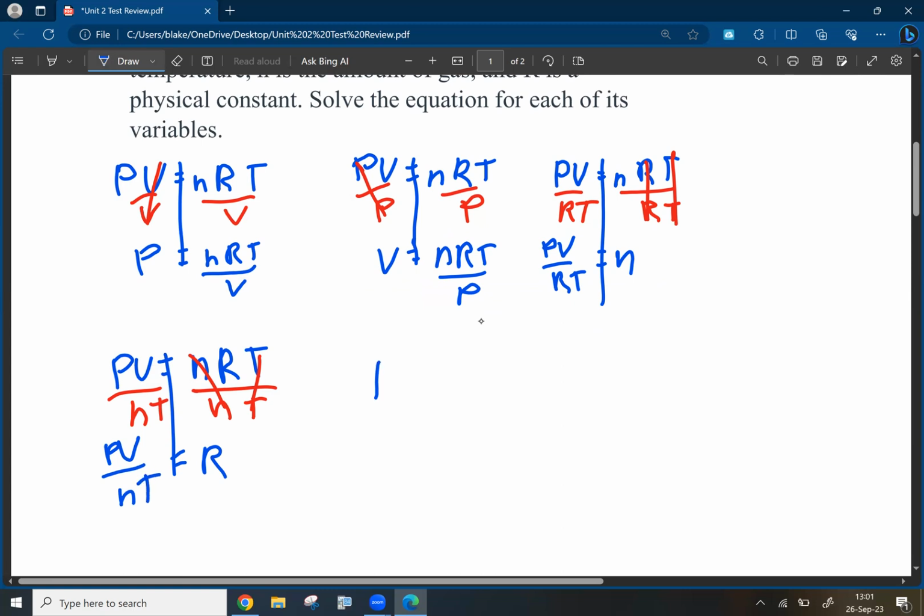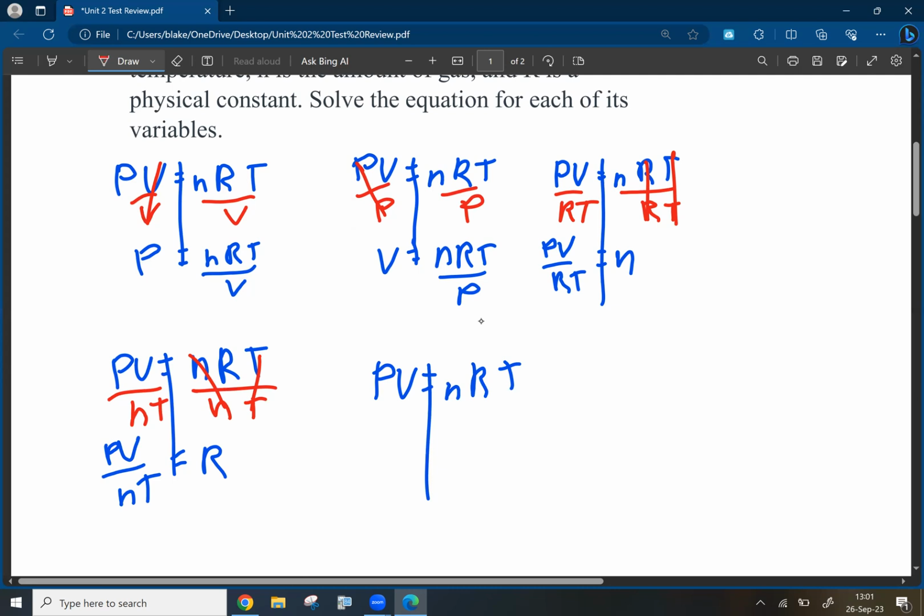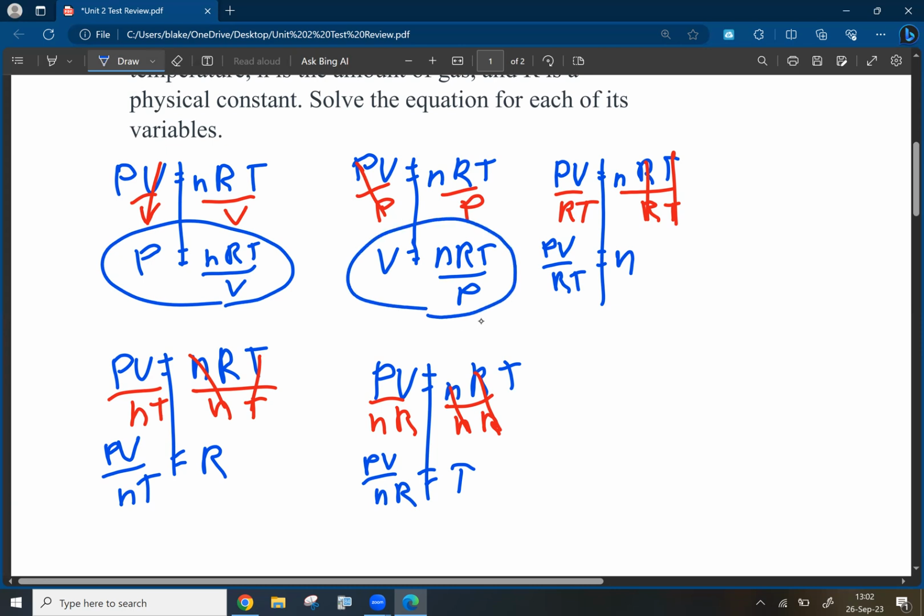And then finally, PV equals NRT. We're going to solve for T. So to solve for T, we're going to divide by the N and the R to cancel out those. Over here, divide by the same thing. So my answer is T will equal PV divided by NR. So those are 5 answers.